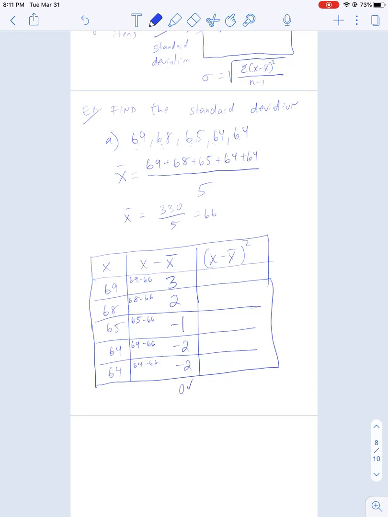So we can continue. It's a good idea to check because you don't want to do this whole table and then get it wrong. Now we're going to take each one of these numbers and take it to the power of 2. That's 9. 2 to the power of 2 is 4. If you're using a calculator, make sure you put that negative 1 in parentheses. And you get 1. Negatives should always go in parentheses.